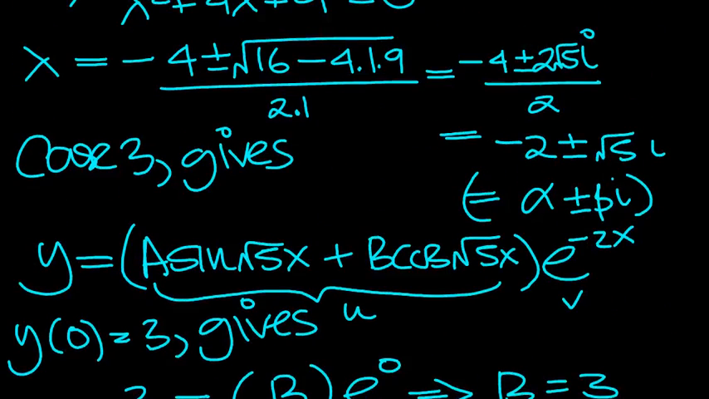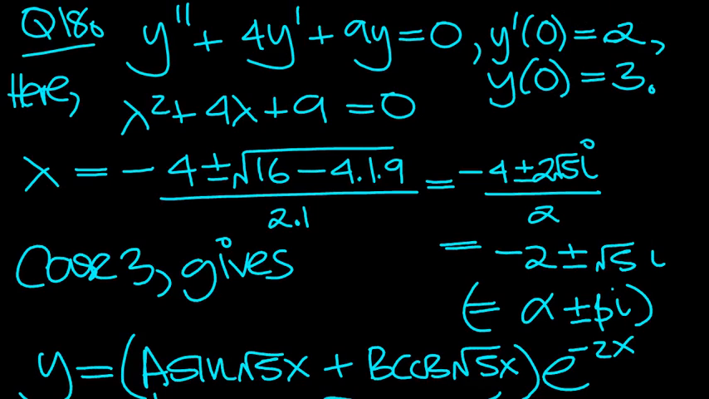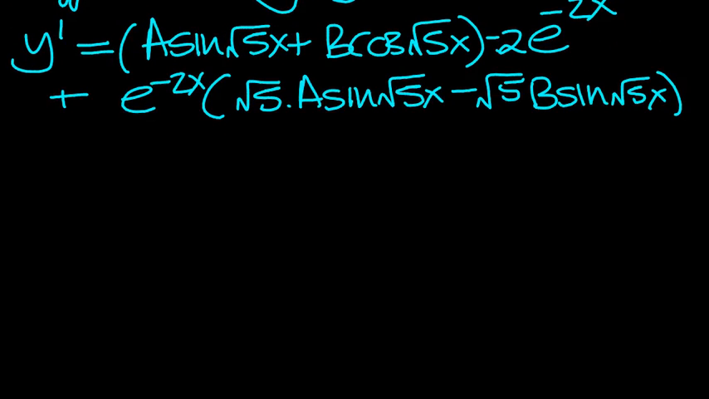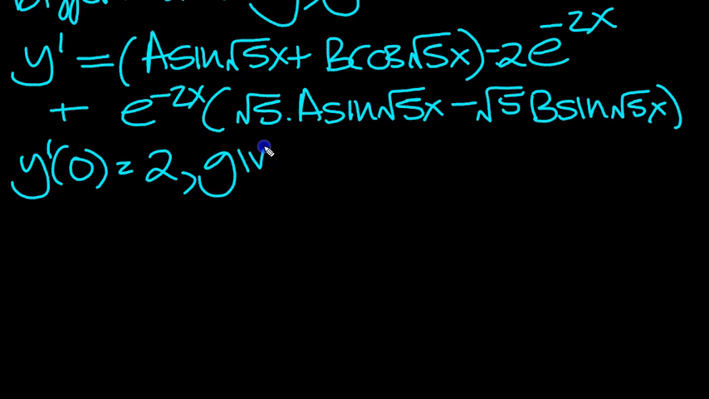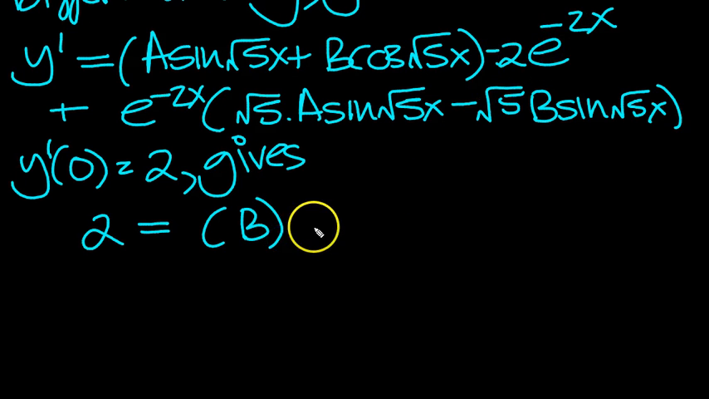Our initial condition was y dash(0) equals 2. So let's put that in here then for y dash and see what we get. So y dash(0) equals 2 gives, so y dash is 2 when x is 0. This will be 0, sine 0 is 0, cos 0 is 1, so that's just b. Minus 2 times e to the 0 is just times minus 2. Then you've got plus e to the naught is 1, and times this bracket. That should be a cosine there.